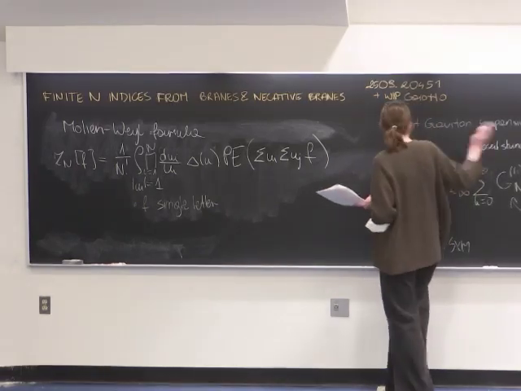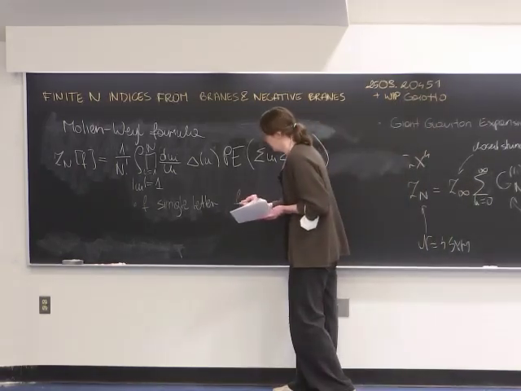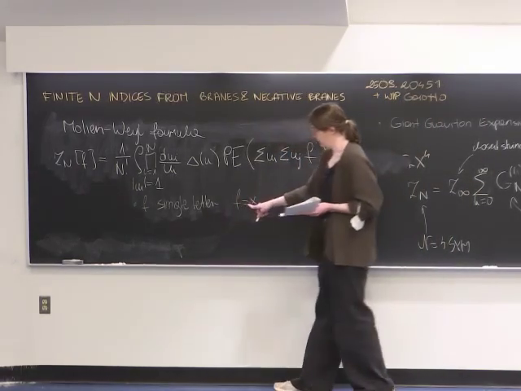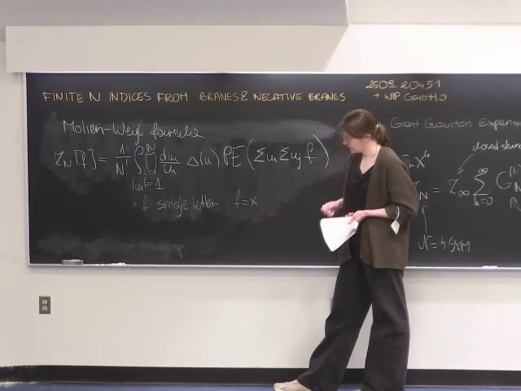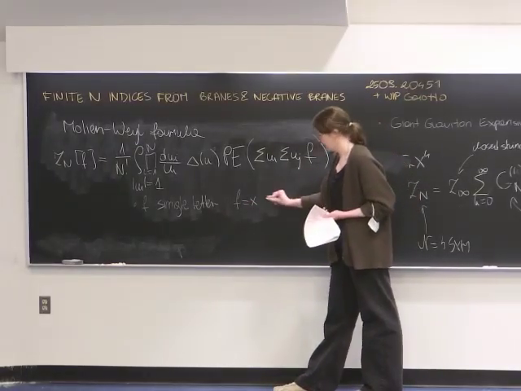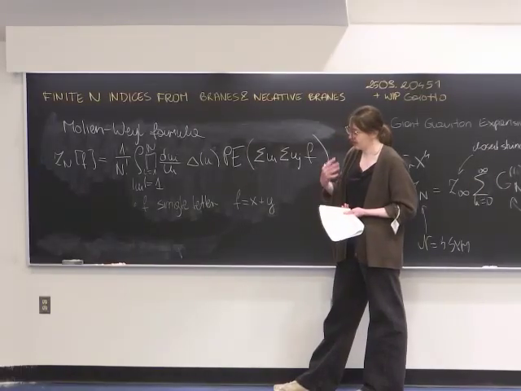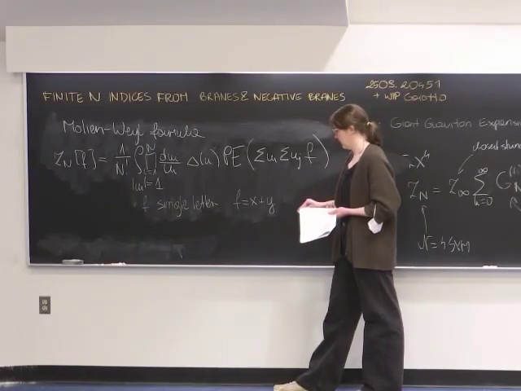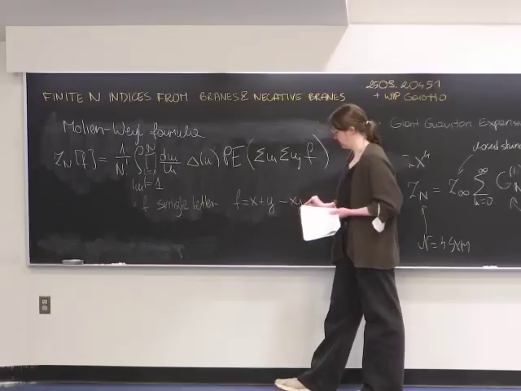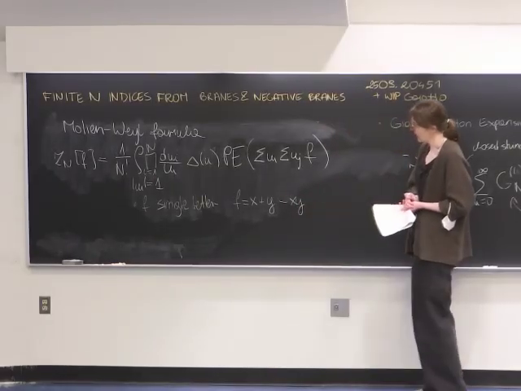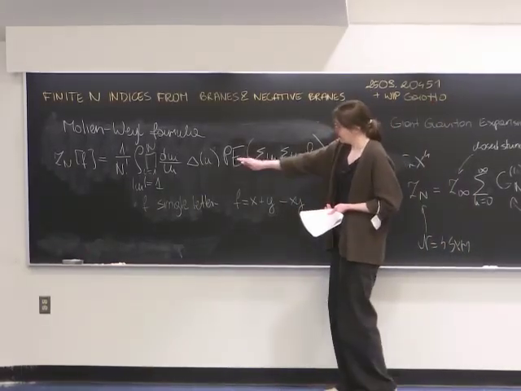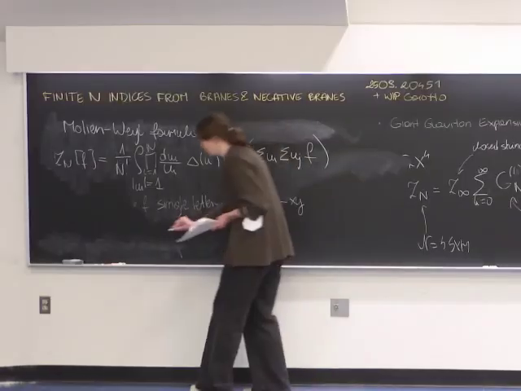So for example, if we have just one matrix, then little f would be just little x. If we had two matrices, it would be x plus y. And if we were computing an index and we had a fermion, then for example, we could have this. The PE is a plethystic exponent.